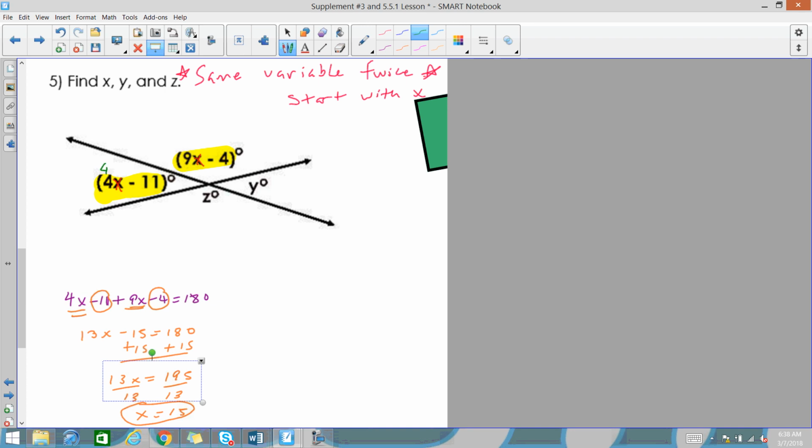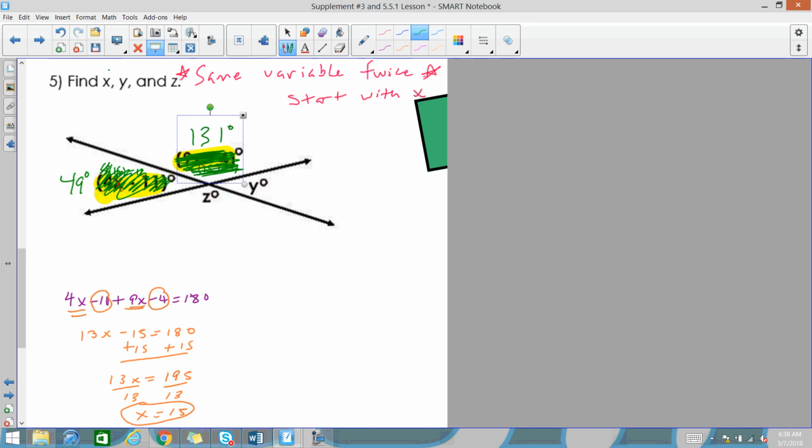So you're going to have to go 4 times 15 minus 11. Well, 4 times 15 is 60. 60 minus 11 is 49 degrees. So watch what I do. Get rid of all this. All I want to do is see 49 degrees. And then what you can do is you can either go 180 minus 49 and get 131 degrees, or go 9 times 15 minus 4. Just substitute it in. And that also gets you 131 degrees. Sorry, cancel that out. And that's all I want to see. I just want to see angle measures. I just want to see 49 and 131 degrees.